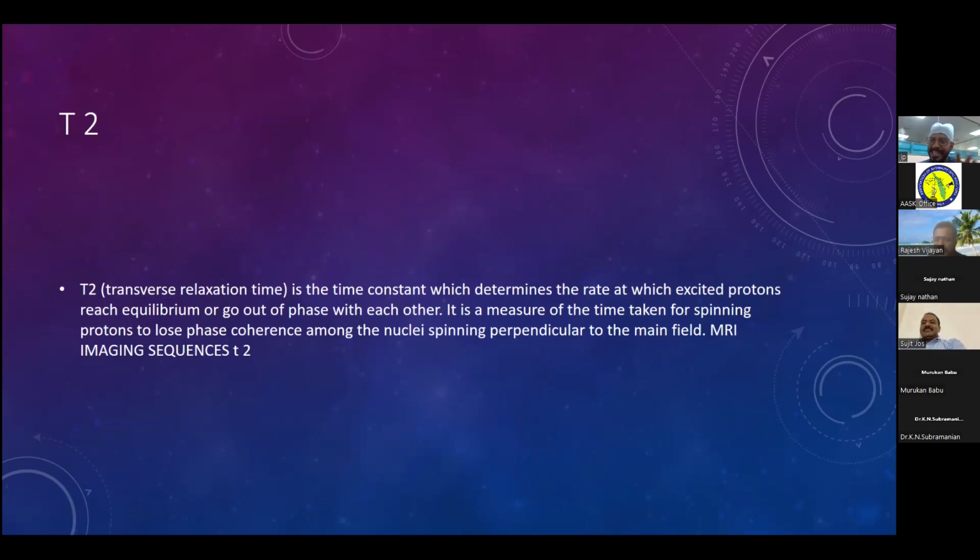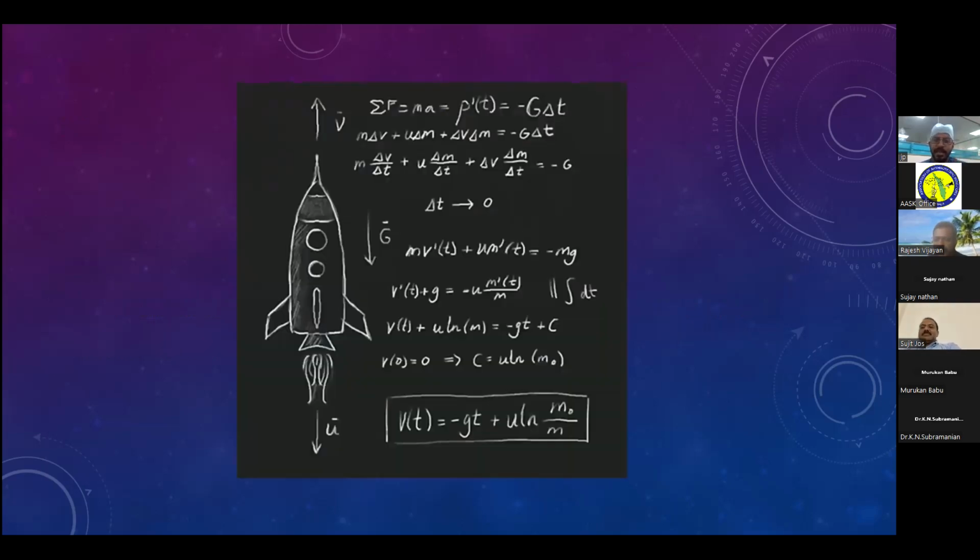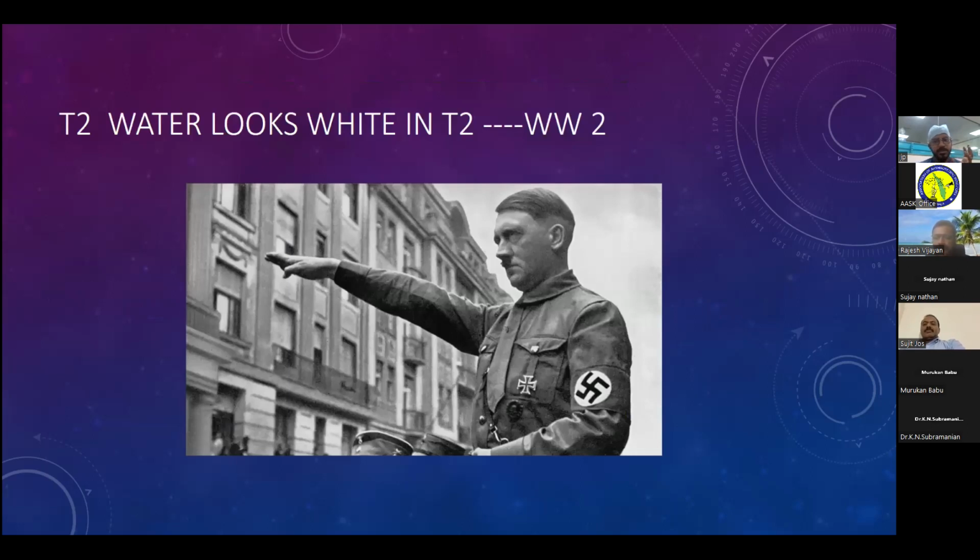So what exactly are we planning? We are not going to do any rocket science. We want to know whether the patient has got a cartilage injury. We want to see how the cartilage looks like in MRI. So it's a simple thing. You can just see this man. This guy is Hitler, and he created World War II.